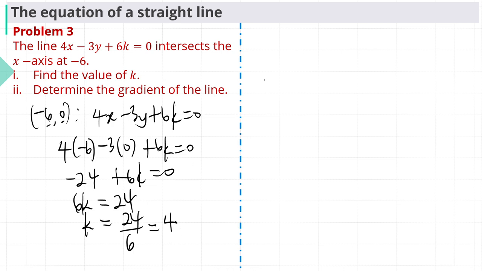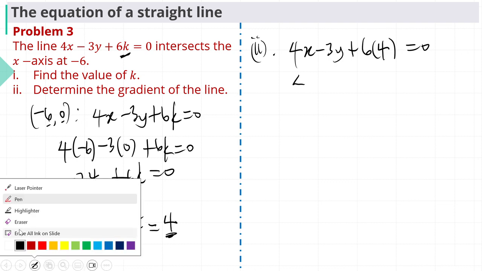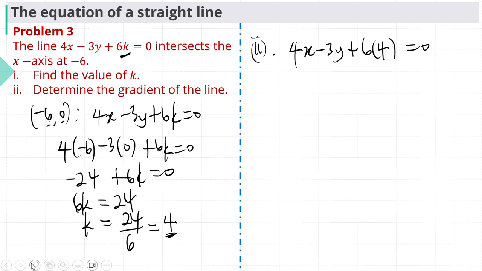So that's for I. Question II. We are to determine the gradient of the line. Now the equation of the line becomes 4s minus 3y plus 6, now that the value of k has been solved for. The value of k is now 4. So the equation of the line becomes... we have to find the gradient of the line.